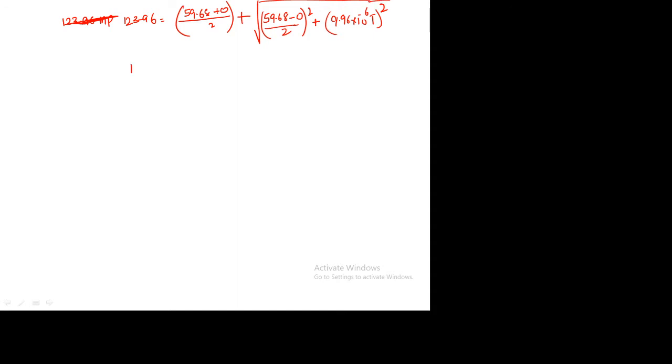So now you calculate. 123.96, I think you are going to get 29.8884 plus the square root of 29.84 squared plus 9.96 into 10 to the power of minus 6 T, squared. Now you need to calculate T. So how are you going to calculate? You just try.